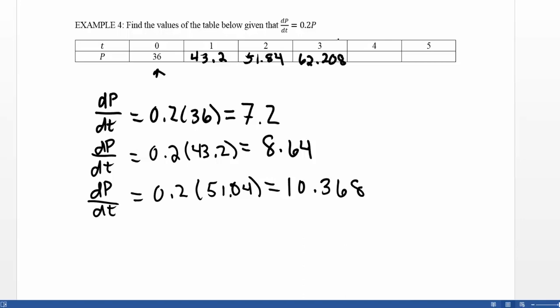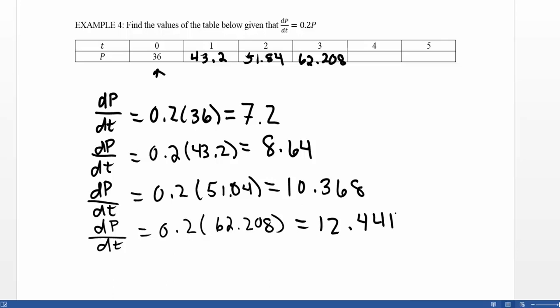If I want to go from 3 to 4, I need to figure out how much I changed at that level. So 0.2 times 62.208. When I multiply those together, I get a change of 12.4416. Again, I can see this is increasing. I can see that this is positive, so I'm going to add it to my 62.208, and I'm going to get 74.6496.